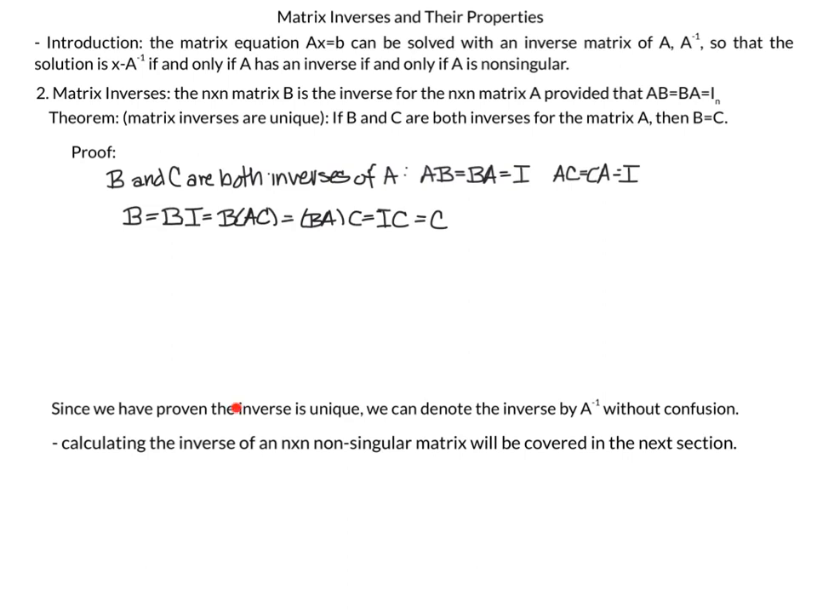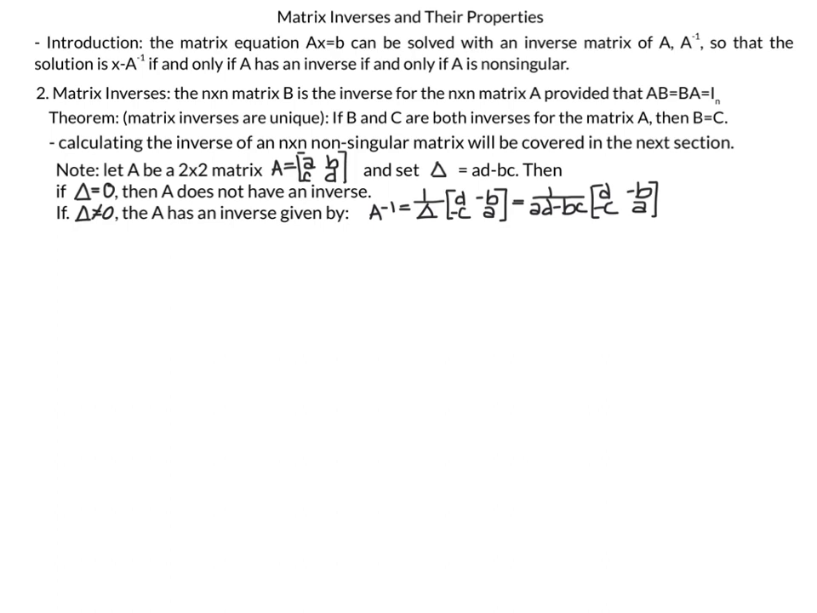Since we have proven the inverse is unique, we can denote the inverse by A^-1 without confusion. Calculating the inverse of an n by n non-singular matrix will be covered in the next video. But in this video, we will look at how to calculate the inverse of a 2 by 2 matrix. Let's say we have a 2 by 2 matrix A equal to [a, b; c, d], and we're going to set delta equal to ad minus bc.